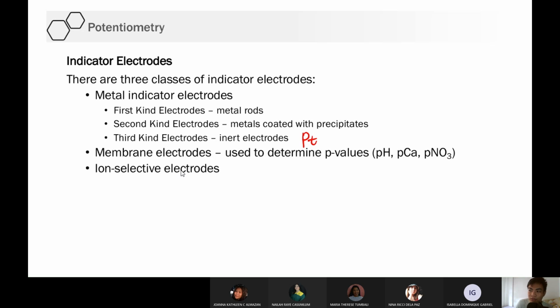Ion selective electrodes are used for specific ions. These are very expensive. For example, you want to measure lead. Lead ions, you want to measure them, do you use ion selective electrodes? But these are very expensive.